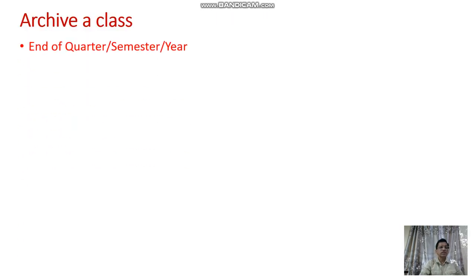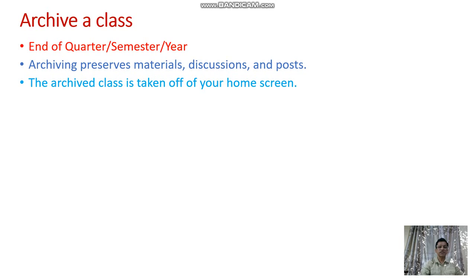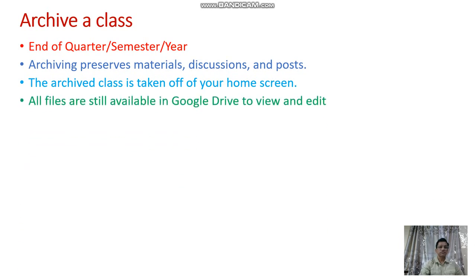Clear? And the question is, why do we archive a class? At the end of the quarter, semester, or year, we need to archive the class from our Google Classroom. Archive preserves material, discussion, and the posts. The archived class is taken off of your home screen. All files are still available in Google Drive to view and edit.